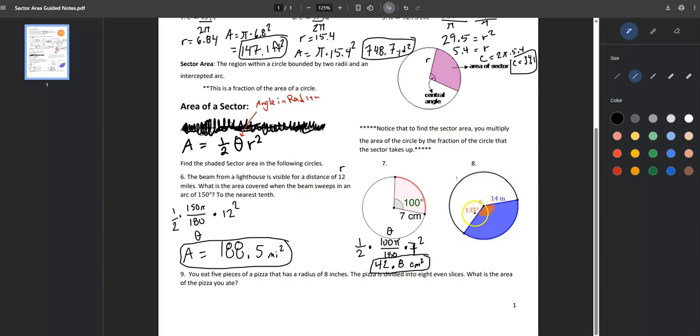Okay, that's number 8. I have to convert the 135. That's this angle here in the blue, and then my radius is 14. So again, 1/2 times 135 pi over 180, because I have to convert that, and then times 14 squared as well. Let's see what we get for that. Almost there. That would give me 230.9, and that's going to be meters squared.